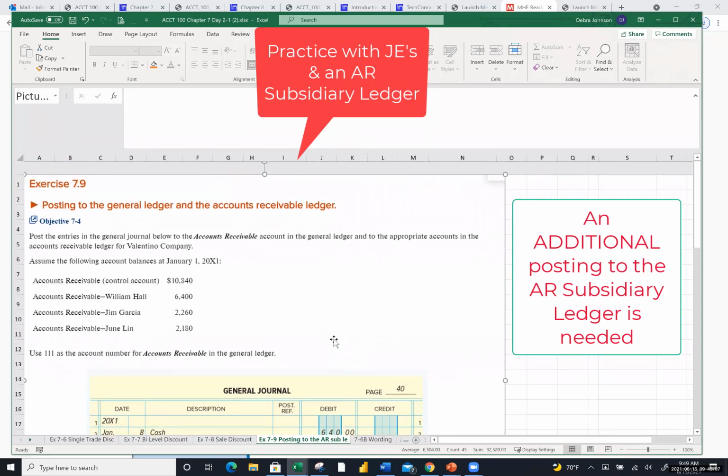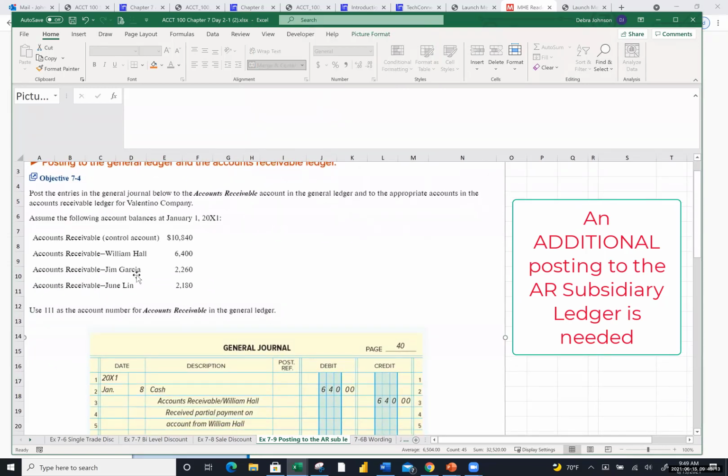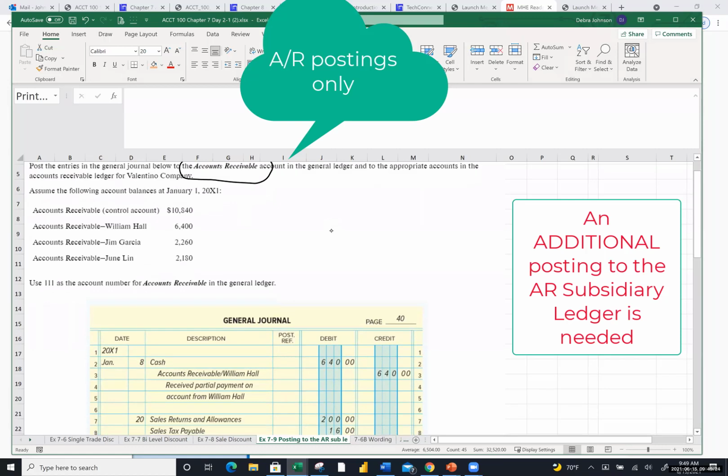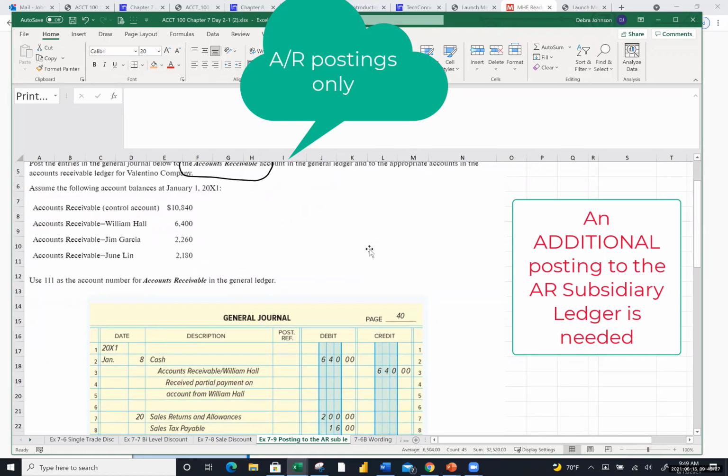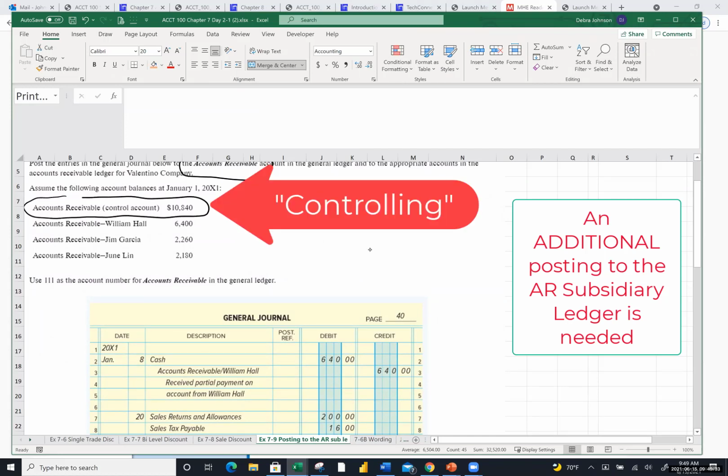So we're going to read this together, and we're looking at exercise 7-9. And what it tells us to do, post the entries in the general journal below to the accounts receivable account. So the only postings they're interested in is the ones that affect accounts receivable. And to start with, they tell you that there are existing balances. Here's the controlling account. This is how much is sitting in accounts receivable, 10,840, and it's made up of 3 customers that each owe us money. These are what we call the subsidiary accounts or parts.